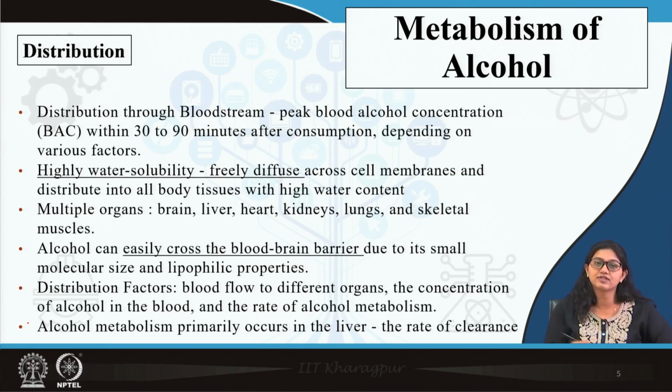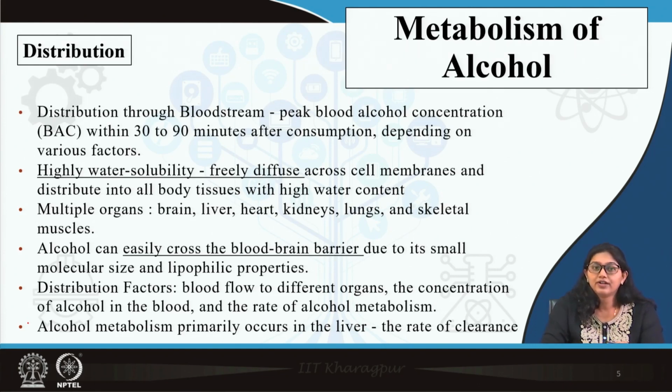Alcohol freely diffuses across the cell membranes and is distributed to all the cells where water is present, easily distributed inside the cell. Now, based on that, multiple organs are affected by alcohol, because alcohol can enter very easily. Important organs are brain, liver, heart, kidney, lungs, even skeletal muscles.